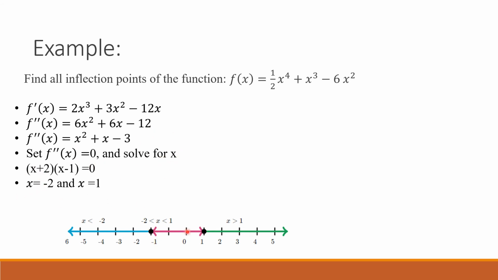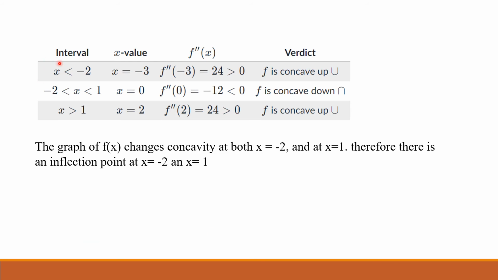Here are my 2 points on the number line, and I need to check the 3 intervals. Here are the 3 intervals. I chose any x value in each interval, and I substituted in the second derivative equation. And here the first one positive, so concave up, negative concave down, positive concave up. So I have actually from concave up to concave down, here I have an inflection point at x equals negative 2. And then from concave down to concave up, I will have another inflection at x equals 1.